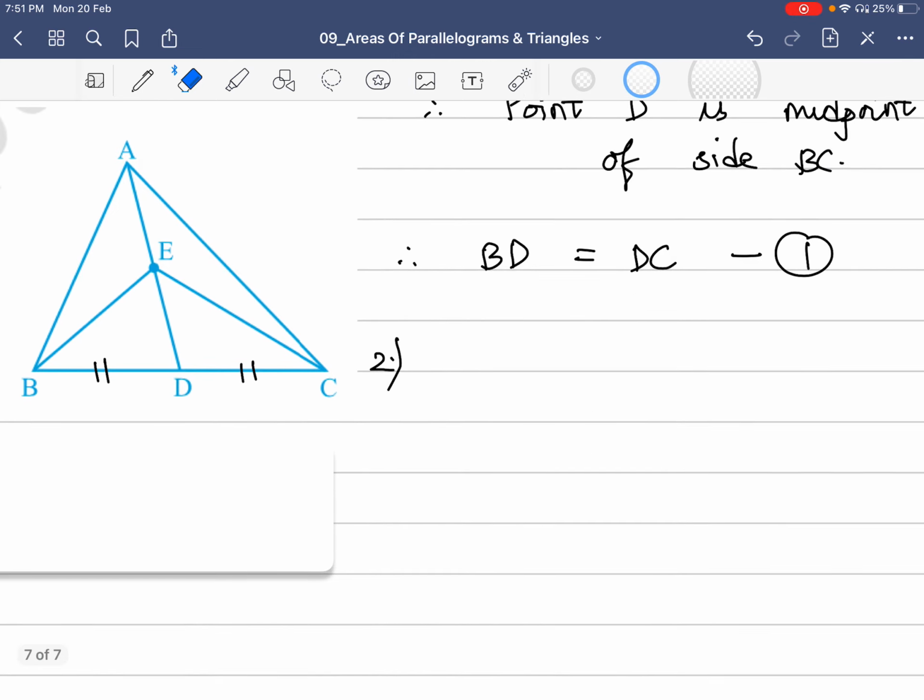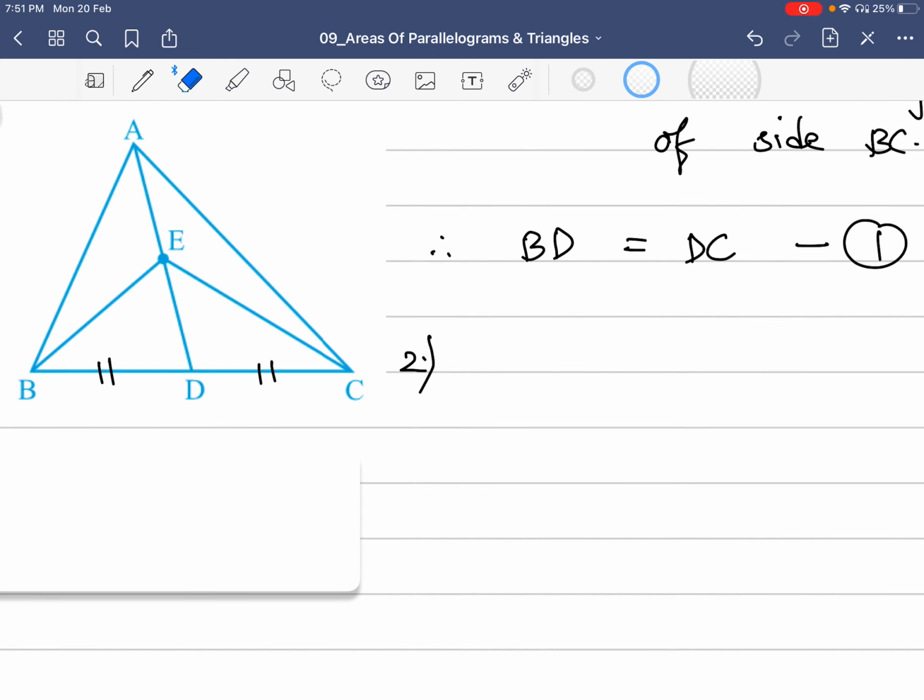So now let's focus on this triangle. I'm going to again highlight it. Let's focus on triangle ABD, this triangle ABD and another bigger triangle ACD. Let's focus on these triangles. Now, if you look at these two triangles, these are the triangles with the same base. BD is the base for ABD and DC is the base for ADC.